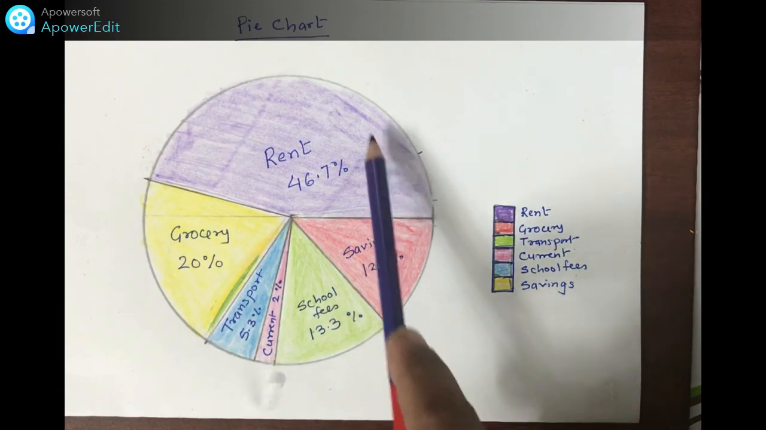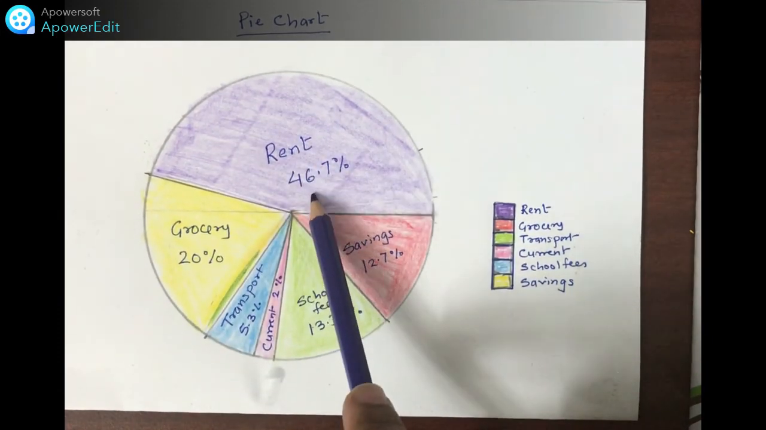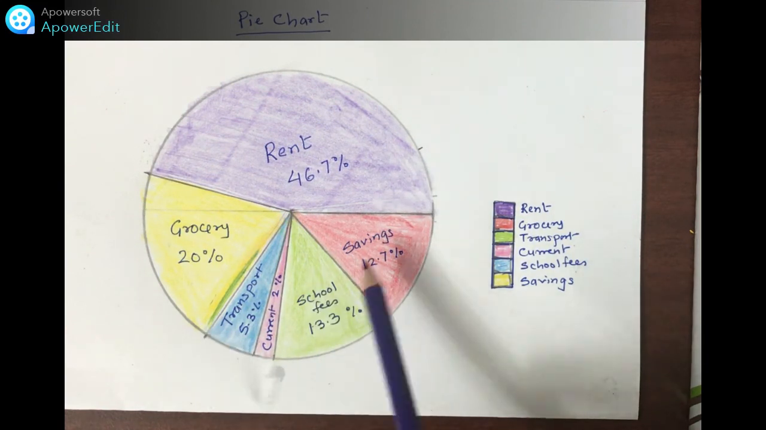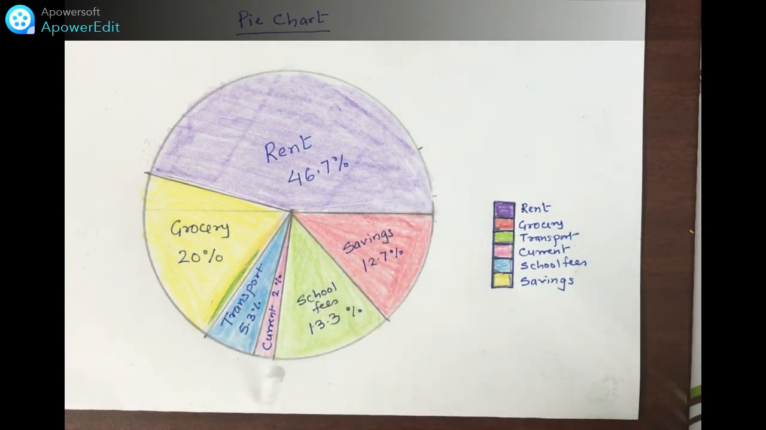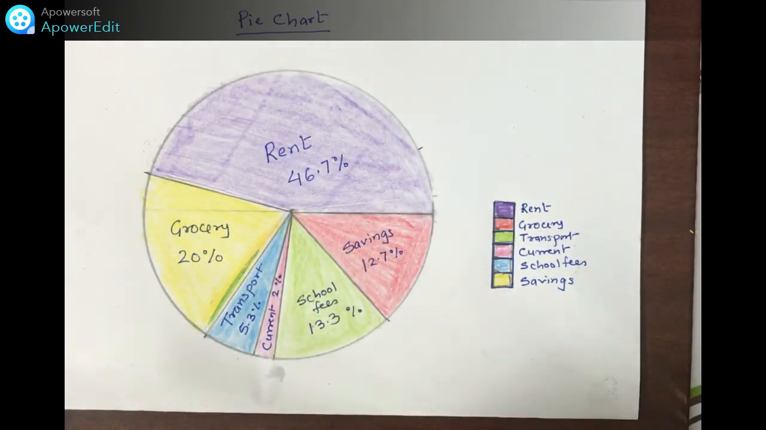Not only that, I have also named those sections here, like rent, how much percent it is, grocery 20%, transport 5.3%, current 2%, school fees 13.3%, savings 12.7%. So this is the complete pie chart ready for you.